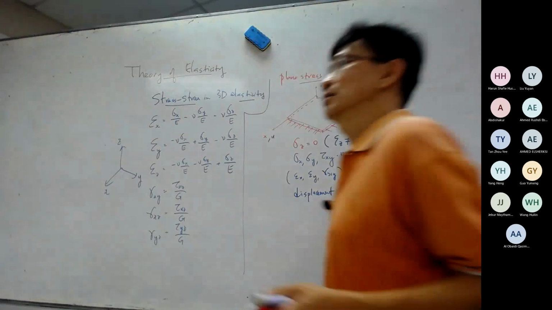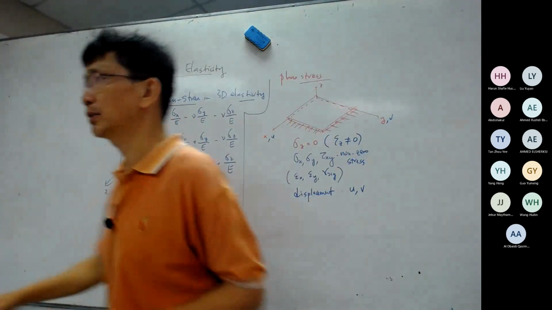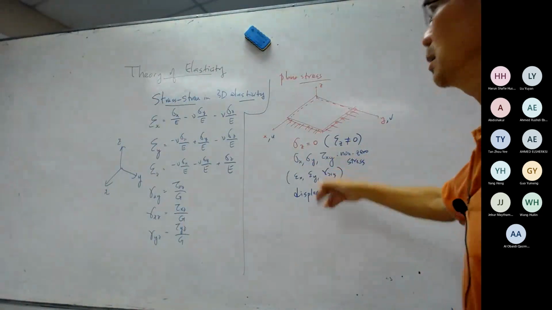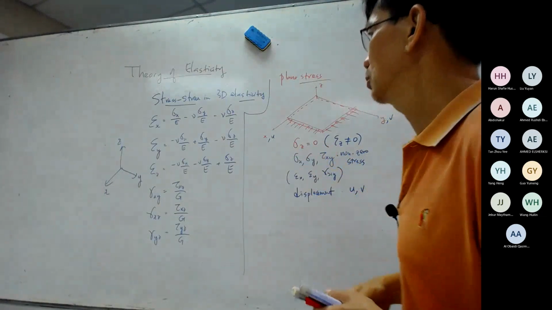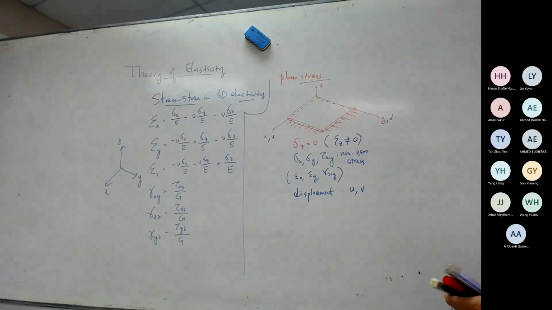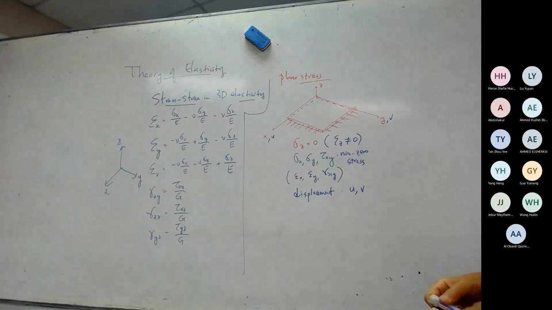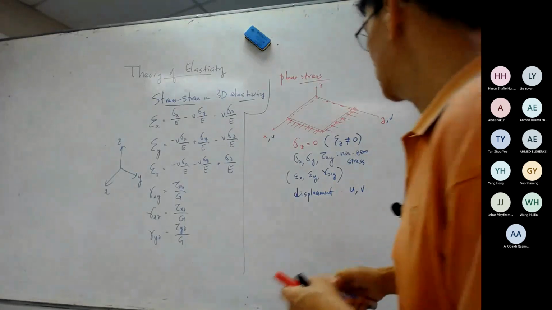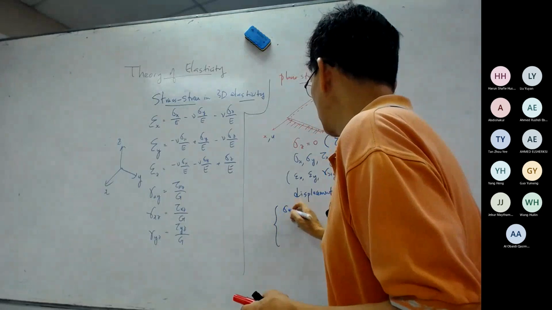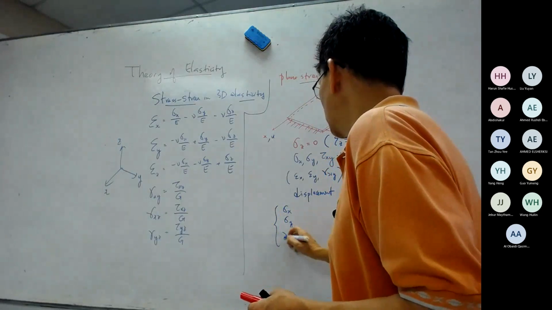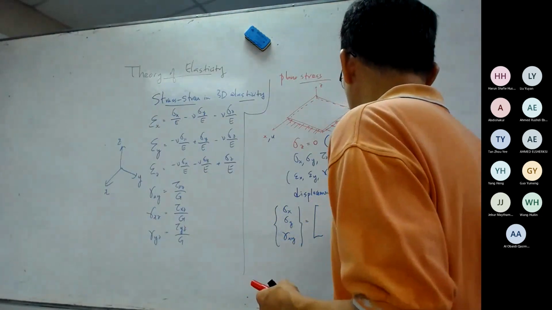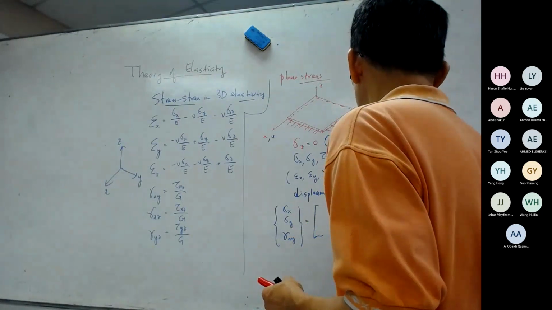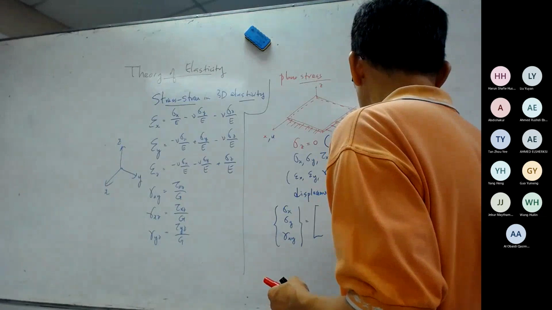Now, the question is, how do we get the relations between the three stresses and the three strains for plane stress problem? We start with sigma z equal to 0. Okay? Sigma z equal to 0. So eventually, what we need for stress-strain relations will be, if we express sigma x, sigma y, tau xy equal to some matrix multiplied with epsilon x, epsilon y, gamma xy. Okay.